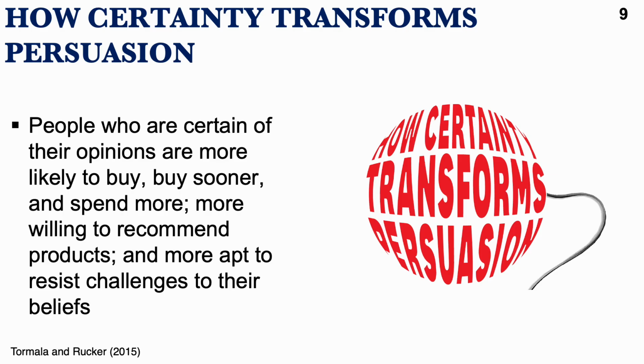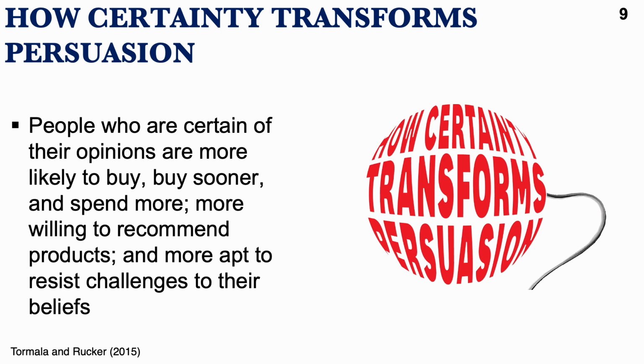Last but not least, last week I mentioned that we were going to start having articles in addition to the lecture. This week's article comes from Tormala and Rucker in 2015, and it is talking about how certainty transforms persuasion. It's only about 3 to 4 pages. I think it's a good HBR read. I hope you do too, and it will be on the test. So good luck.